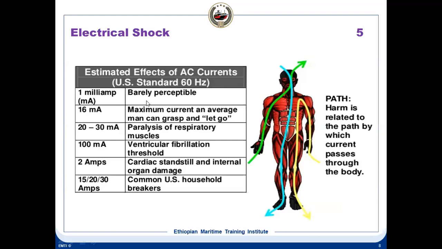Here you can see 1 milliamp means barely perceptible. 60 milliamps is the maximum current an average man can grasp. Let-go current is at 15, 16 milliamps. 20 to 33 milliamps causes paralysis of the respiratory system. 100 milliamps is the ventricular fibrillation threshold. And the path also matters, how it goes. Harm is related to the path by which the current passes through the body. So this is the estimated effect of AC currents.